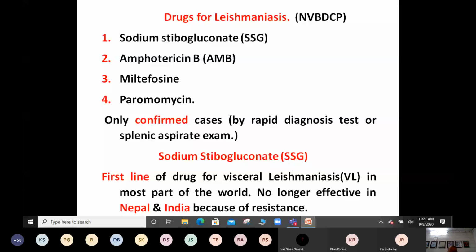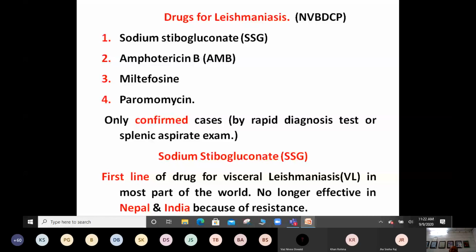And we have to follow the guidelines given by this committee, the National Vector-Borne Disease Control Program Committee. Now, according to that, there are 4 drugs which are available for the treatment of Leishmaniasis. The foremost drug is sodium stibogluconate. Second drug, amphotericin B. Third one, miltefosine. Fourth one, paromomycin.